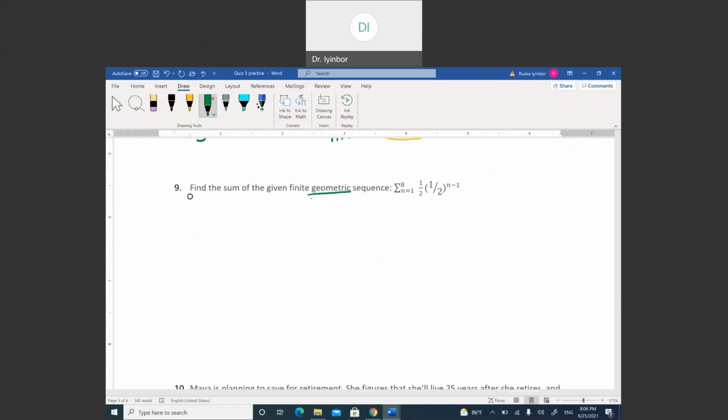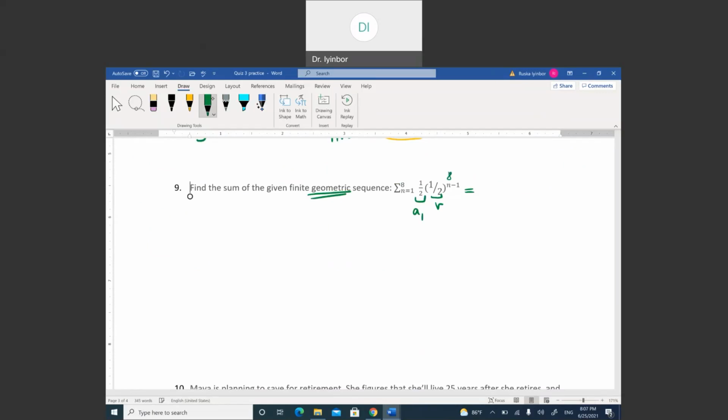So you can do it 2 ways. You can expand it, writing n as 1, 2, 3, and so on, and put it like that in Symbol Up. Or you know that this is A1, this is the common ratio, and n is 8, right?